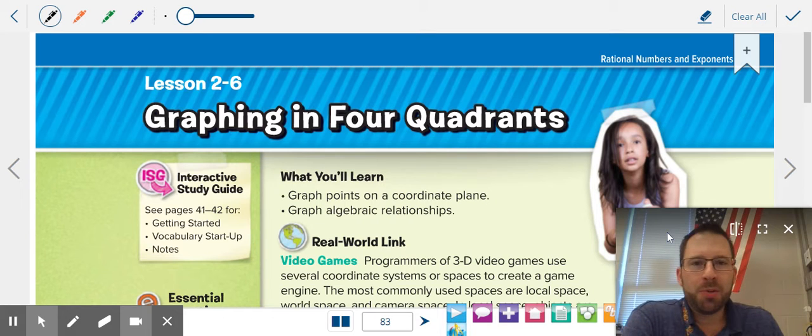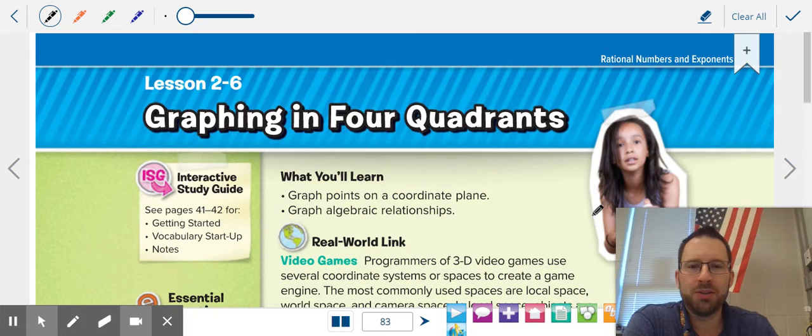Hello, pre-algebra. Welcome back. We are on to the final lesson of Unit 2 on integers. And actually, this lesson is related to integers, but it has more to do with graphing than anything else. We're going to be graphing integers on a coordinate plane in the 4 quadrants. So here it is, lesson 6 of Unit 2.